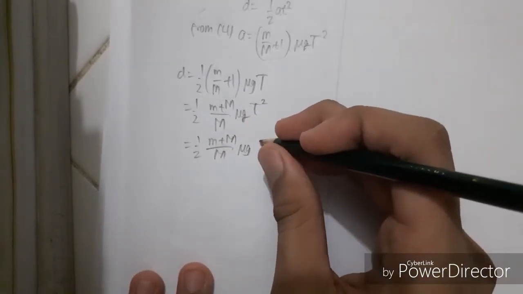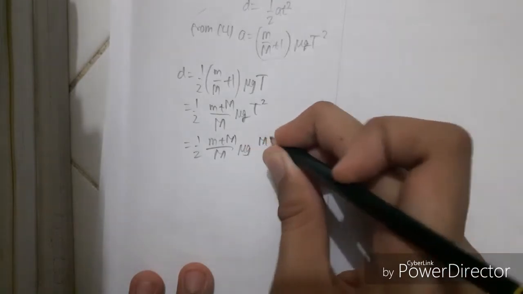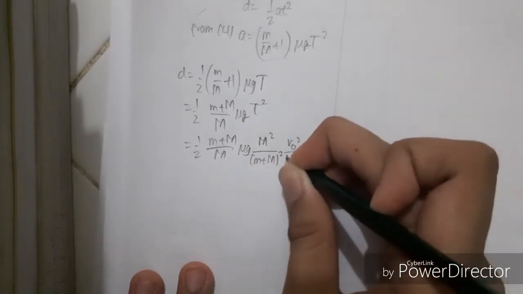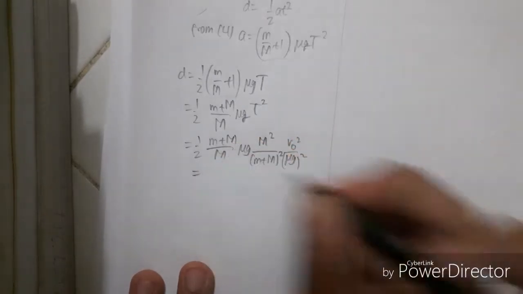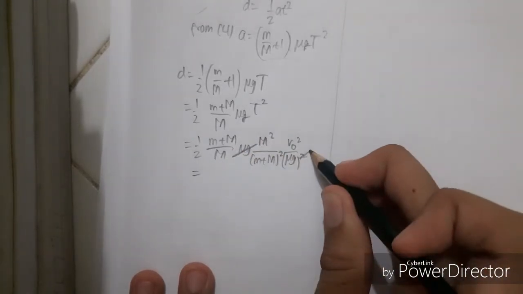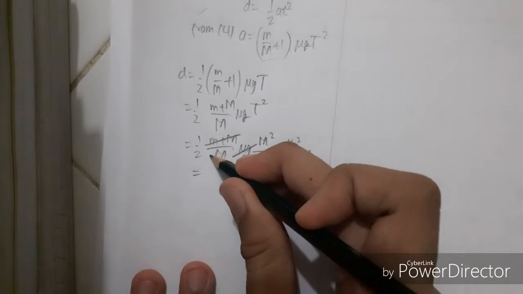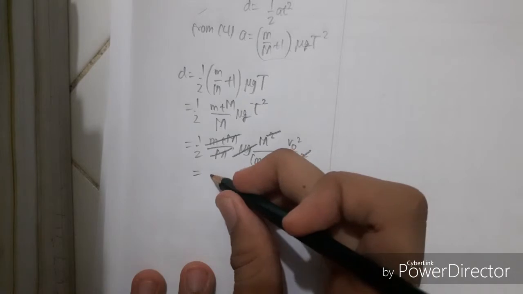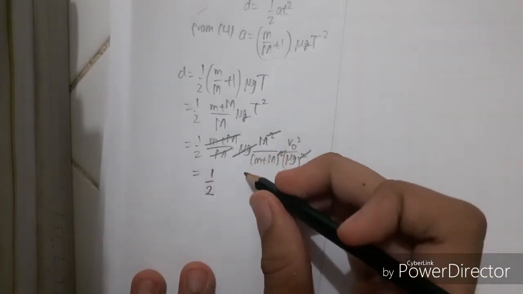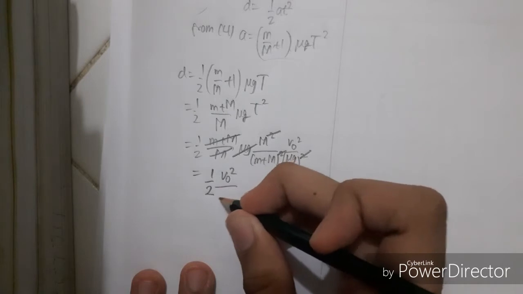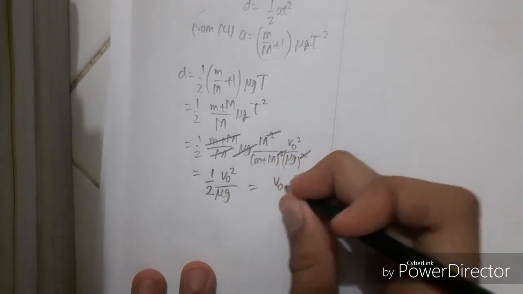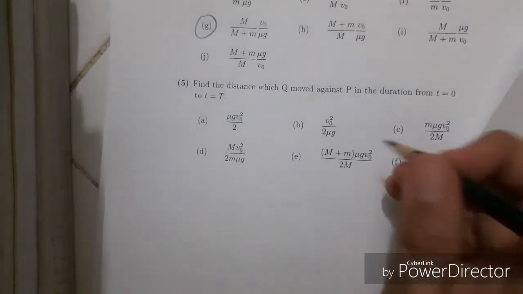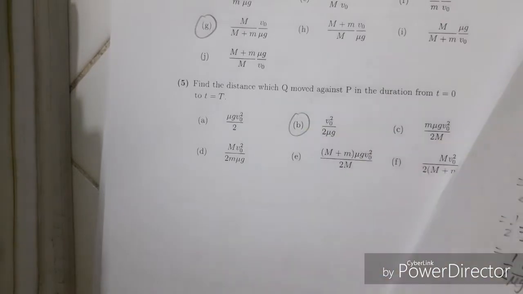So m plus m squared is m squared over m plus m squared v0 squared over mu g squared. Just cross it out, and this cross, so it equals 1/2 then v0 squared over mu g, equals v0 squared over 2 mu g. So the answer is B. Yep.